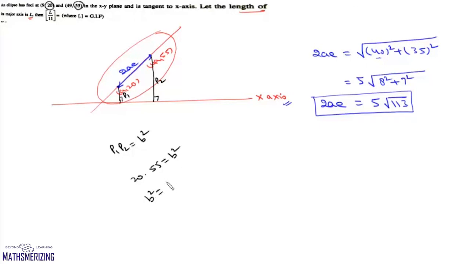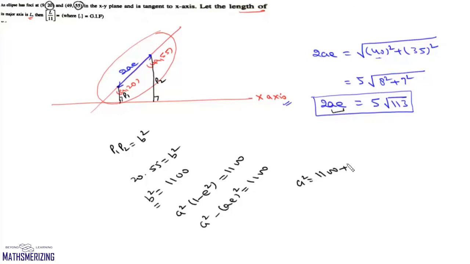So the value of b square is 1100. Now we know that b square is a square into (1 minus e square), and this value is equal to 1100. So we can write a square minus (ae) whole square, and it should be equal to 1100. Now we already have the value of a into e, so we can write a square as 1100 plus 25 into 113 divided by 4. So the value of a square will be 1806.25. So the value of a is nearly 43.13.